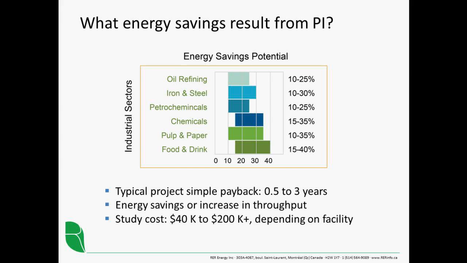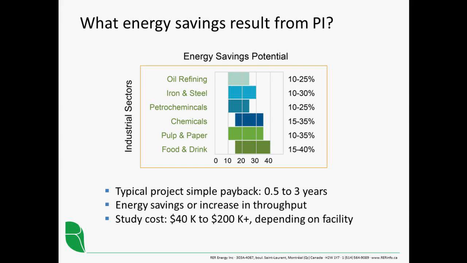And what energy savings result from process integration studies? Well, it's going to depend on the facility, obviously. It's also going to depend on the sector. These are some findings from Natural Resources Canada. They've found in past work that typically savings of 10% can be achieved in a process integration study, and that may go up to over 30%.